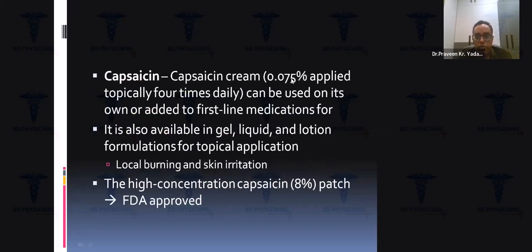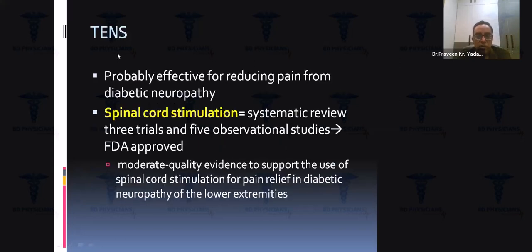Capsaicin cream 0.075% may be applied four times daily. But we should know that there may be local irritation and burning, especially with capsaicin cream. And TENS is again a good technique for reducing the pain in diabetic neuropathy, and some of the guidelines mention it as a useful method.